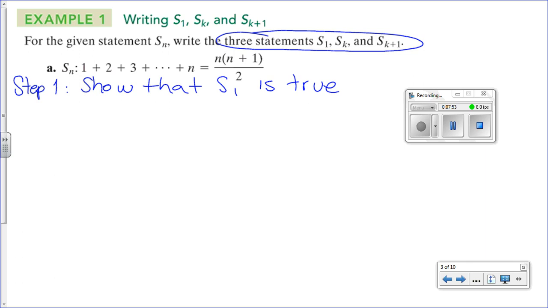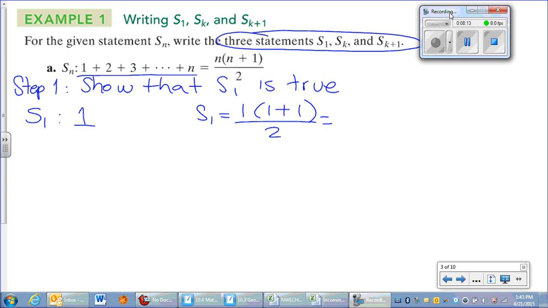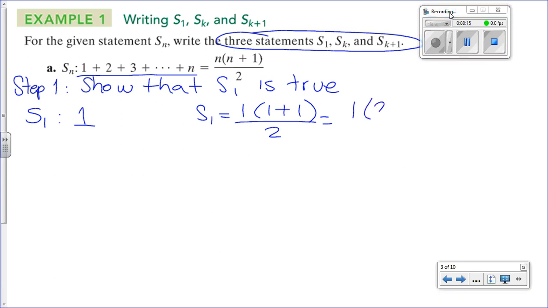So that was step 1, so let's see. S sub 1, according to this sequence, will just be equal to 1. Now, according to the formula, S sub 1 will be 1 times (1 plus 1) divided by 2. Okay, and so this is equal to 1 times 2 divided by 2, so that is equal to 1. So we are done. So we could say that it is true. Some books sometimes like to say the statement holds.